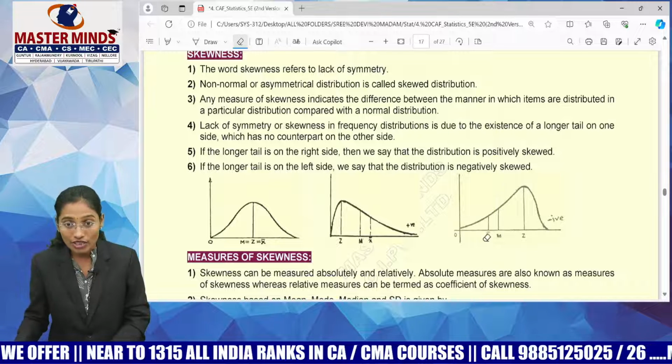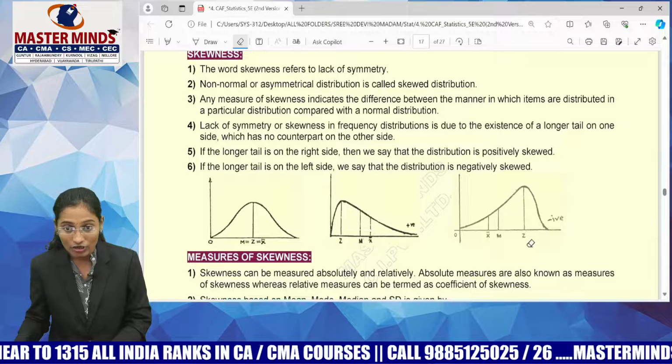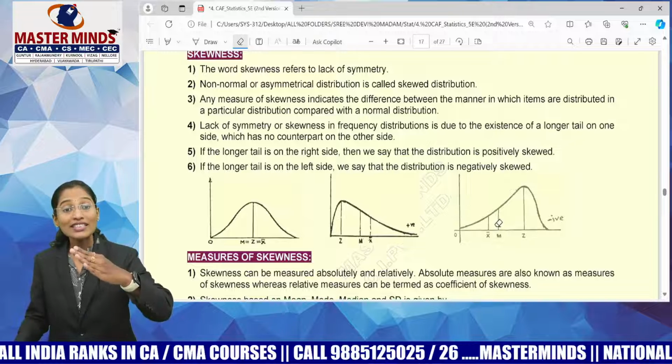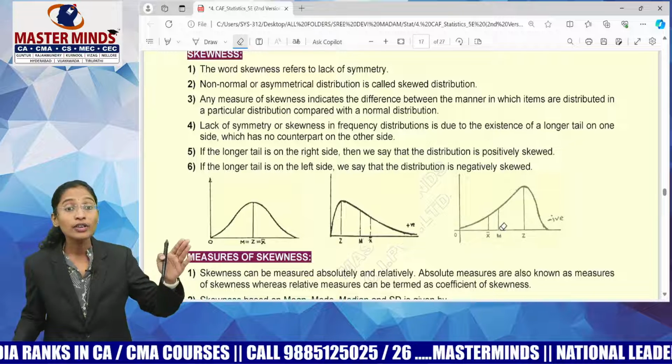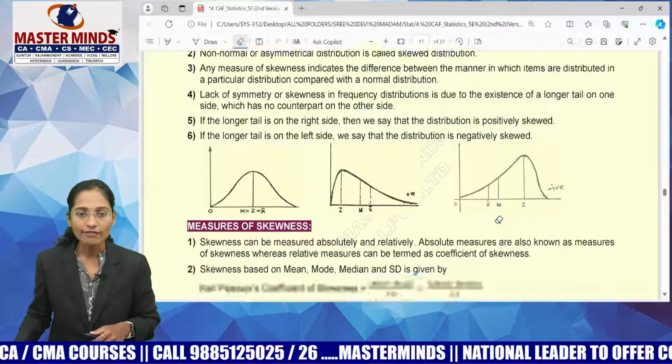Now when it comes to this distribution, it is a negatively skewed distribution. The highest frequency is called the mode. Median always lies at the middle. And of course, as the distribution is negatively skewed, extreme observations are at the left side. So, mean will always be at the left side.